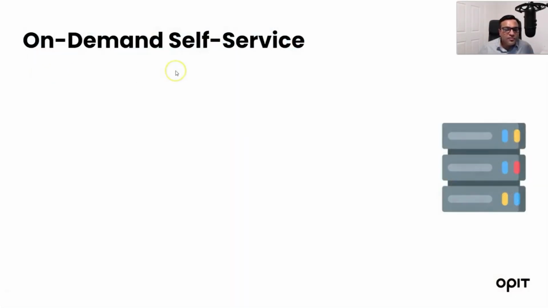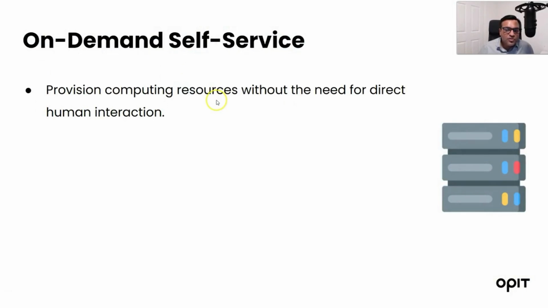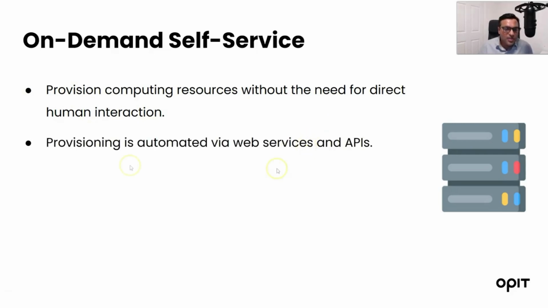So on-demand self-service. We can provision computing resources. We can actually create resources with a button click. We don't even need human interaction to get this done. This provisioning is automated. You can just click some buttons to get this done, or you can actually program using APIs.